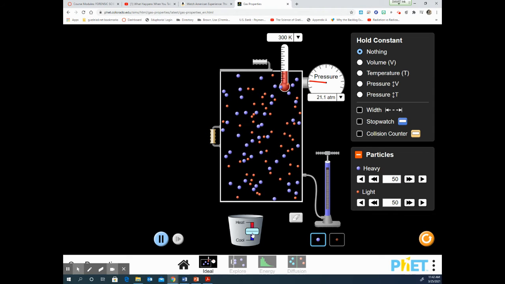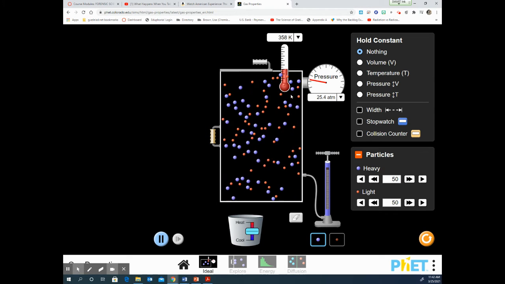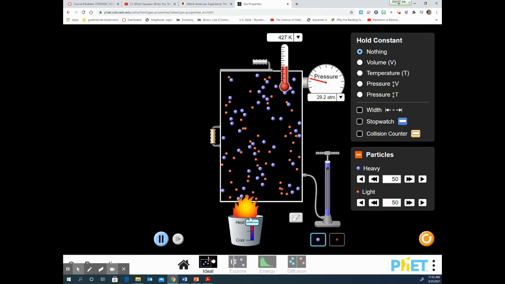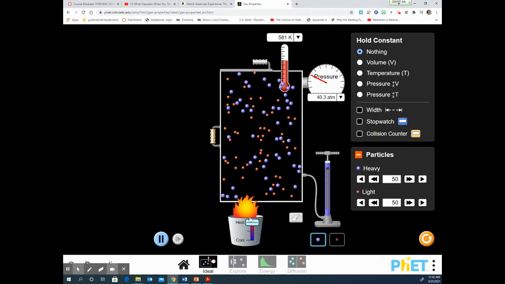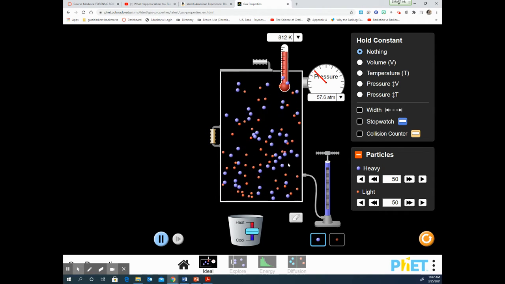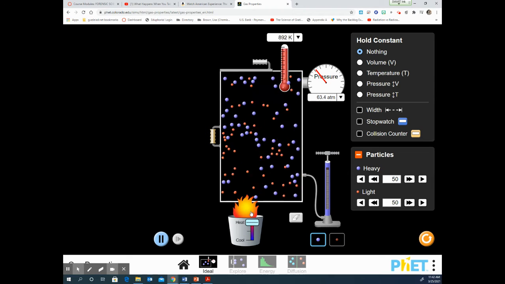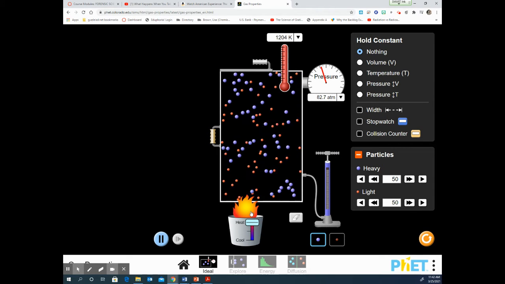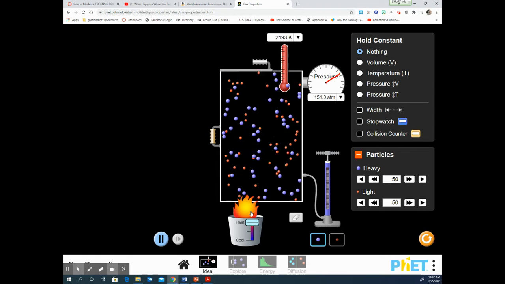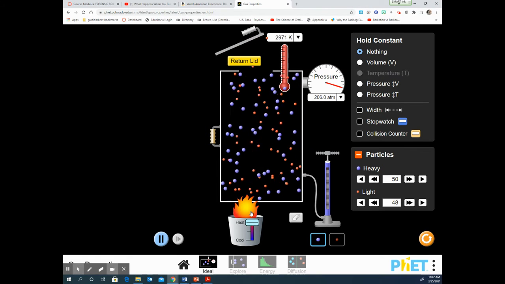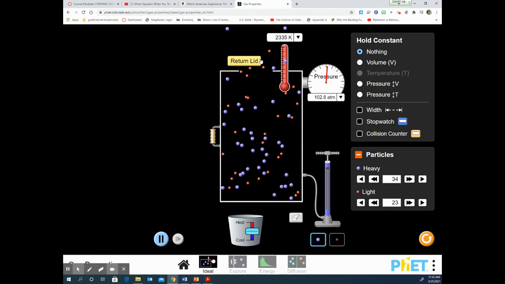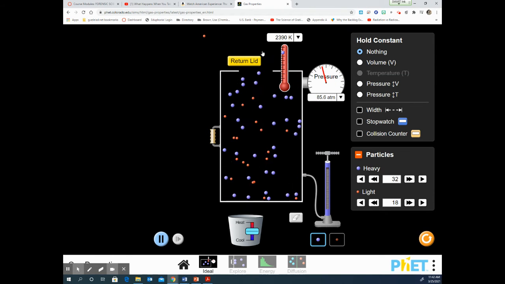Down here, you can add heat. So I'm going to heat this up. You can look at the little thermometer going up. I'm changing the temperature. It's getting hotter and hotter, and notice how the pressure gauge is rising. It was at 21, now it's at 58. As I keep heating it up, the pressure goes up and up, and the gas molecules are going faster and faster until, look, it exploded. The pressure got too much for this container.